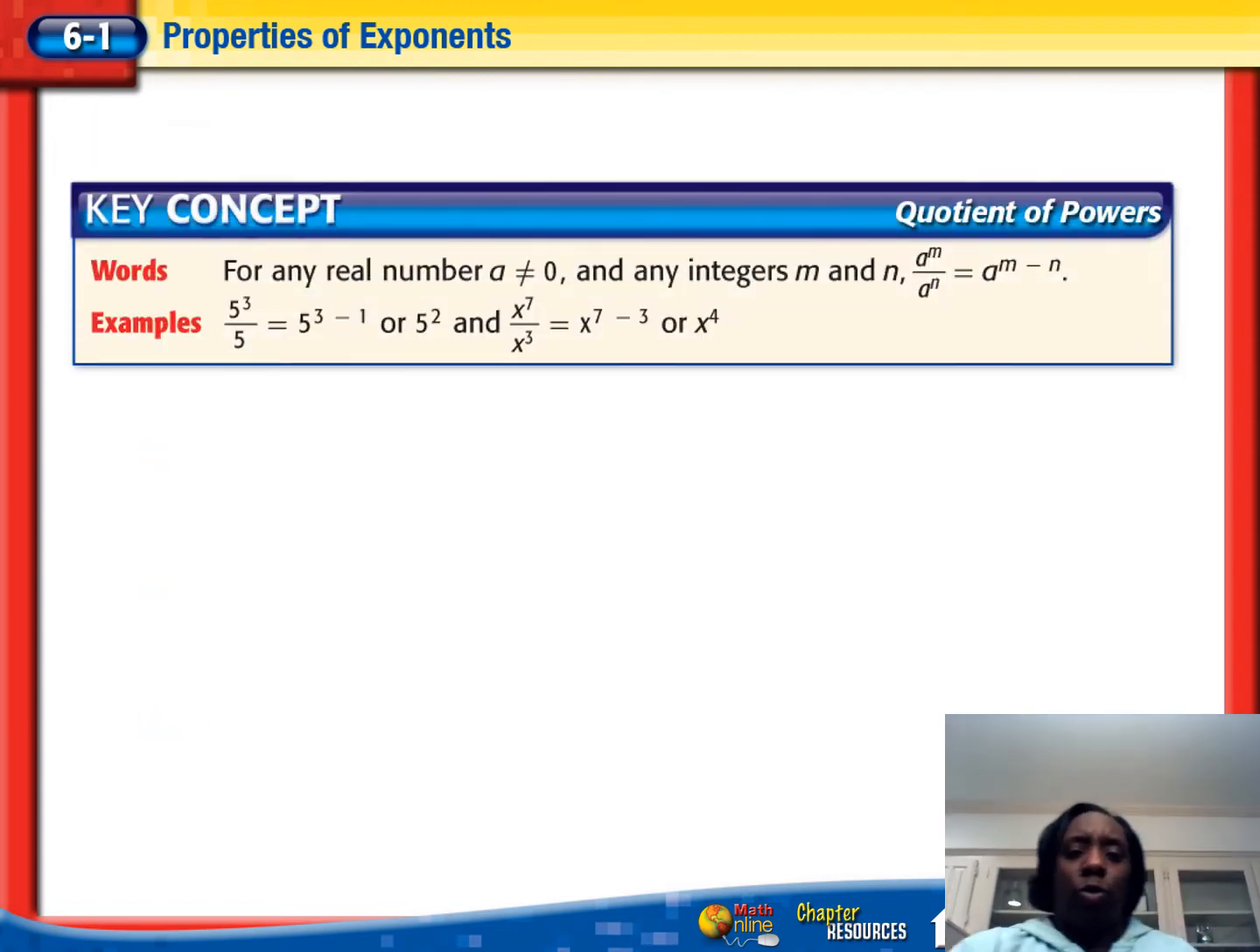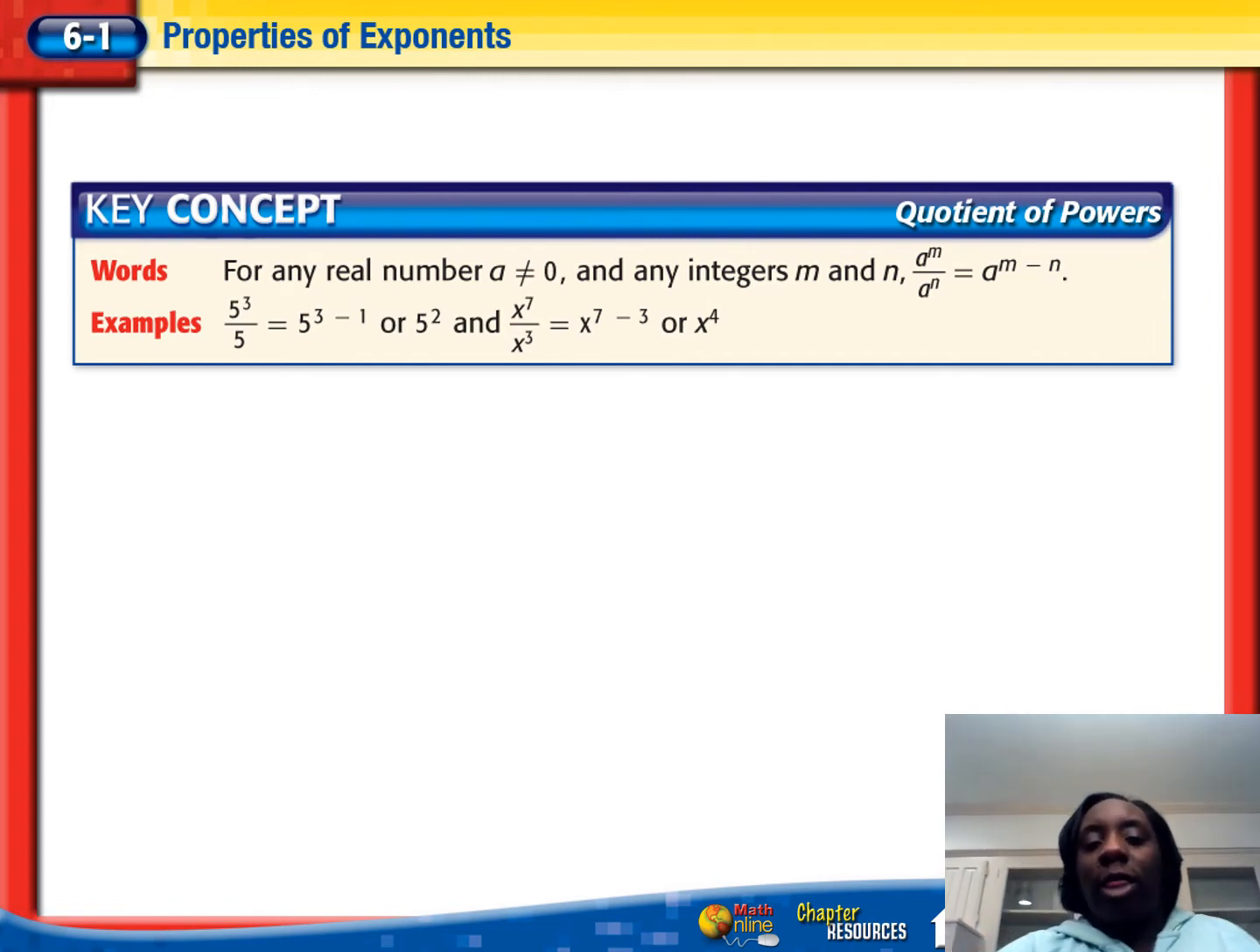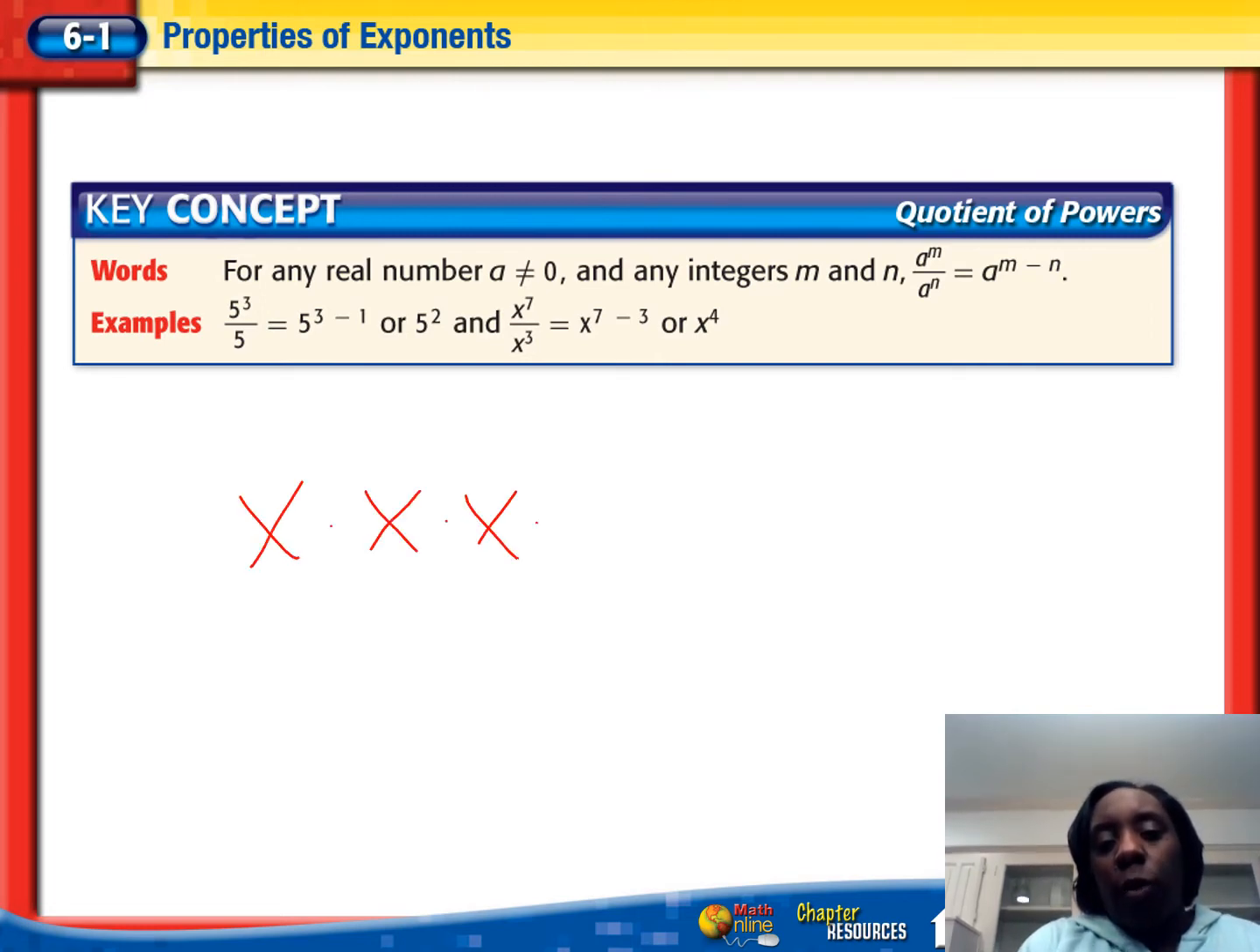All right, let's look at the next rule. That's the quotient of powers. What that's saying is if I have the same variable with different exponents being divided, I can simplify that by subtracting my exponents, which makes sense because what I'm effectively doing is taking it and turning it into a product of 1.